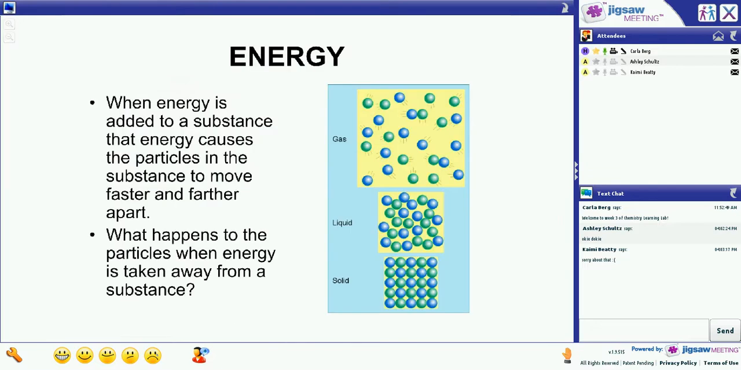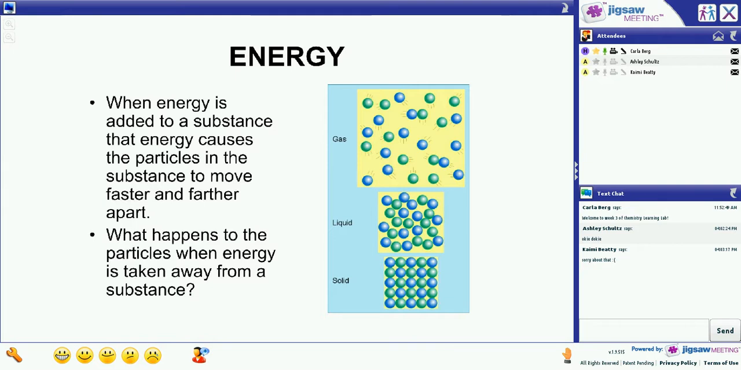So let's talk about energy. When energy is added to a substance, the energy causes the particles in the substance to move faster and be farther apart. So there's more energy in a gas. The particles or the molecules are moving quicker than the particles in a solid. If you look at the diagram on the right here, the particles in a solid don't have anywhere to go. They're so tightly packed. The particles in a gas have lots of places to go. There's lots of room for them to move.